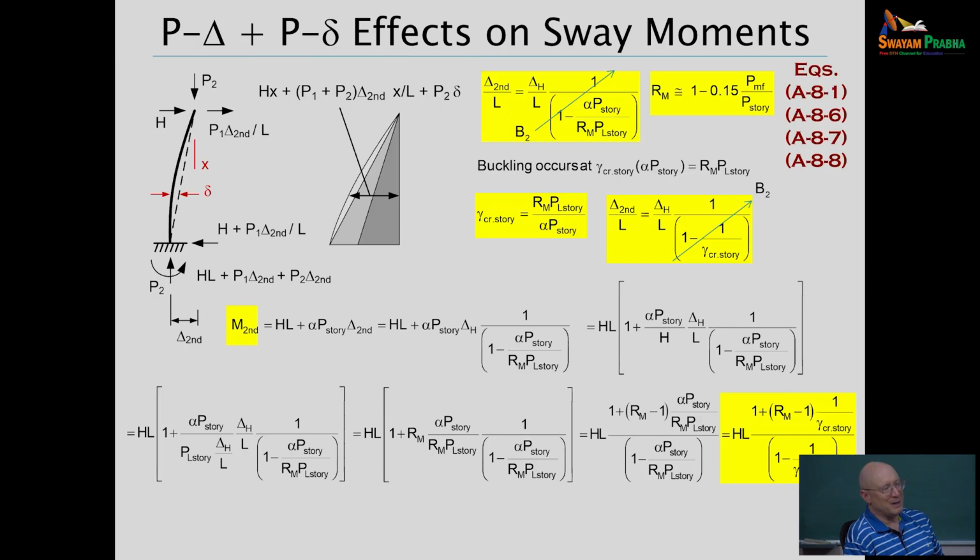The code in the Appendix 8 amplification factor equations, the Rm term is bringing in a P small delta effect on the drift. We'll look at some examples of that. I'm going to show a few examples.